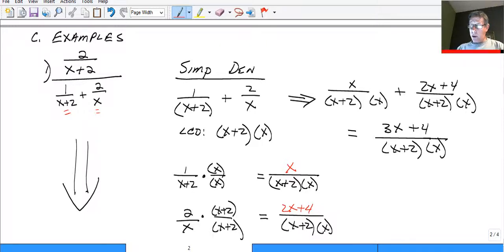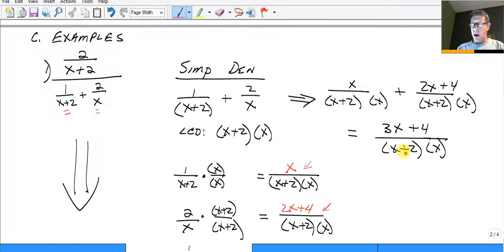So up here is where I actually added those. I have x over x plus 2 times x, that's this term here, plus the 2 over x, which we modified to be this. So we add those together. They have a common denominator now.